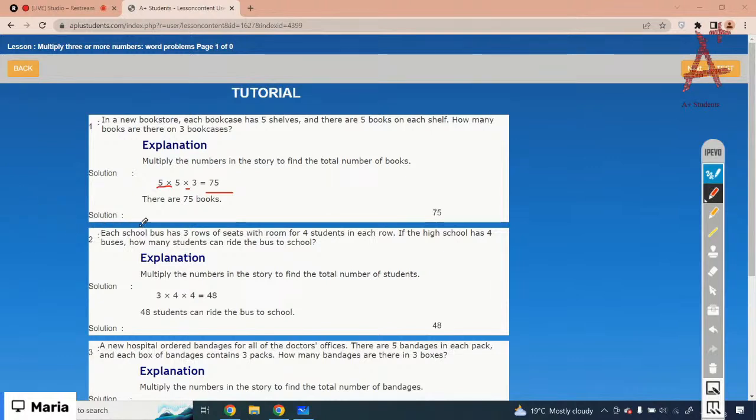Okay, the next example is each school bus has 3 rows of seats with room for 4 students in each row. If the high school has 4 buses, how many students can ride the bus to school? Got it? So you have to multiply all these three numbers, 3 times 4 times 4. It would be 3 times 4 is 12, and 12 times 4 is 48. Yes, that is 48. Got it? Okay, let's just start with the questions.